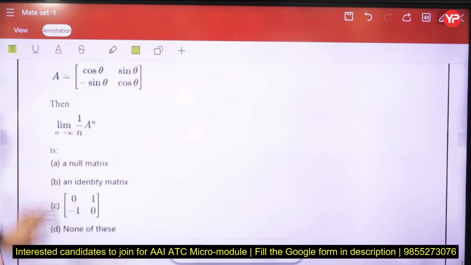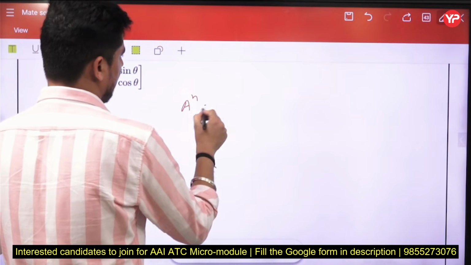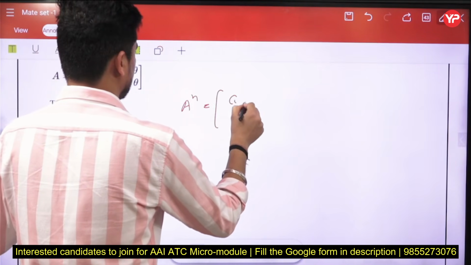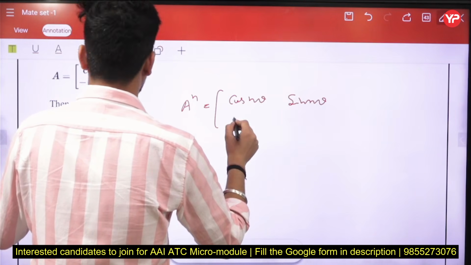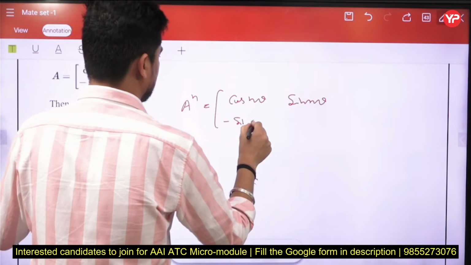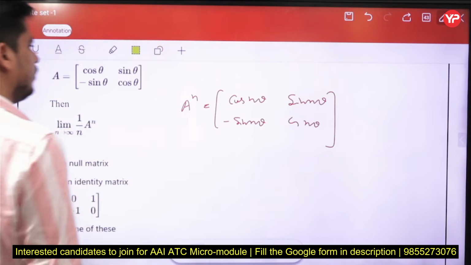If A is equal to this, then you have to find the limit as n tends to infinity of 1 over n times A to the power n. This is also a very good question, very good question. As you know, this is a matrix which follows this property: A to the power n is equal to cos of n theta, sine of n theta, and minus sine of n theta, cos of n theta, right? Like this. So it follows this property.